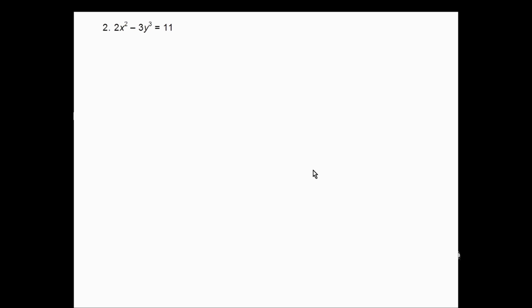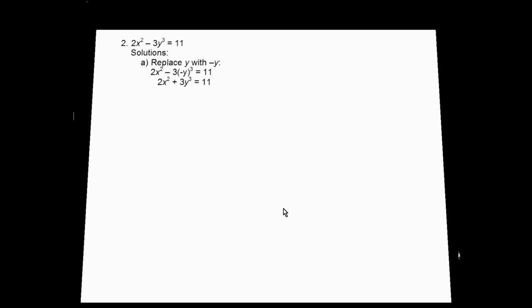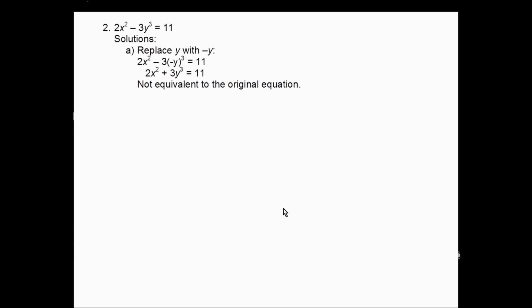Here's our second example. I've got 2x squared minus 3y cubed equals 11. Again, in part A, we're doing symmetry with respect to the x-axis. So replace y with minus y and see what happens. So I have 2x squared minus 3 times negative y cubed equals 11. If you cube negative y, you end up with negative y cubed, and minus times minus will be plus. So you have 2x squared plus 3y cubed equals 11. That does not appear to be equivalent to the original one. So it is not symmetric with respect to the x-axis.